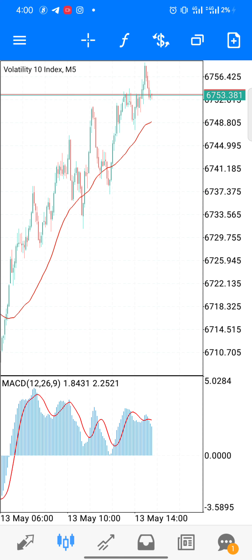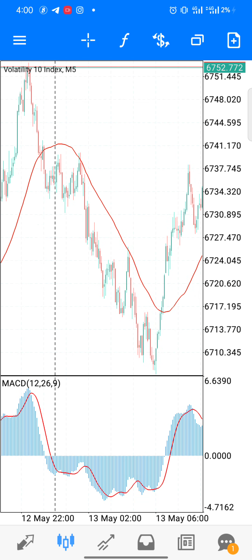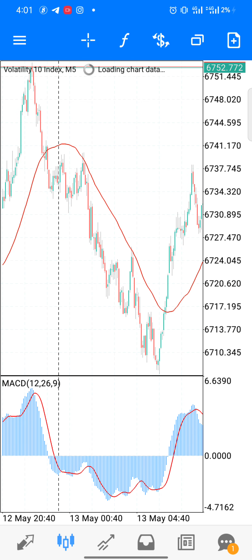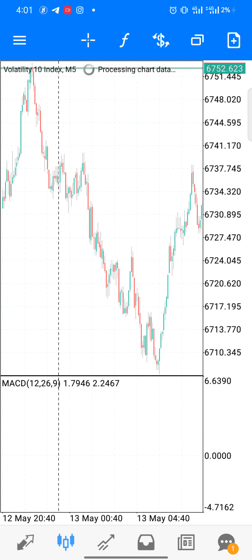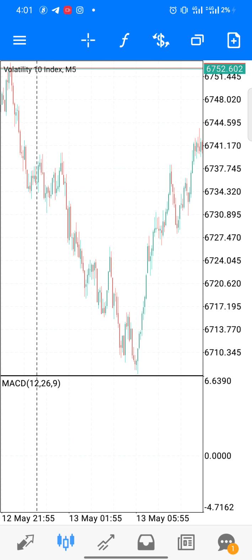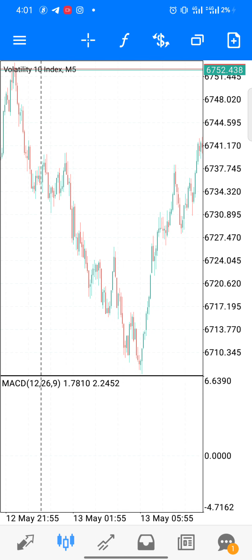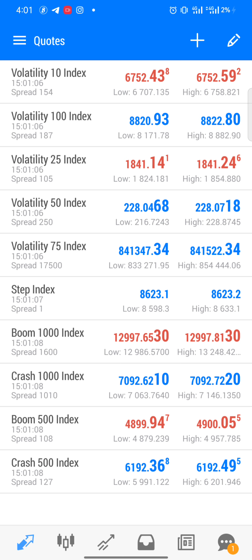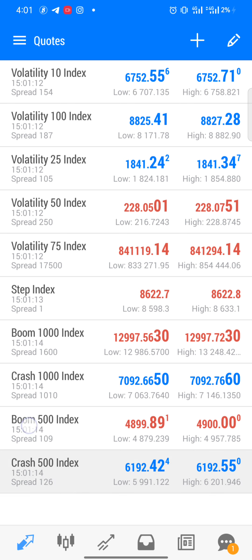So like I said, if you want to trade, just go starting from the 5-minute time frame, observe an intersection between the moving average and the chart, and observe the MACD, whether it is above or below the zero level, to get a buy or sell signal. If you check any, from volatility 10 down to the crash 500 index, you should be able to see a perfect entry that you're going to make money.